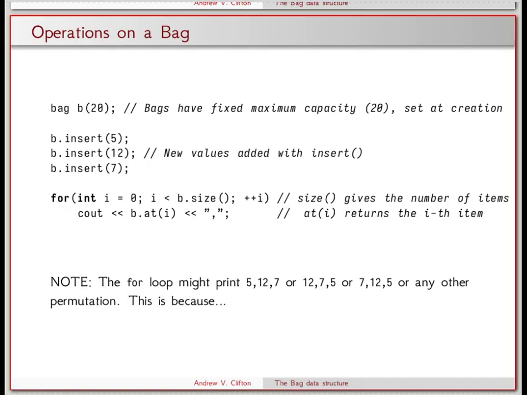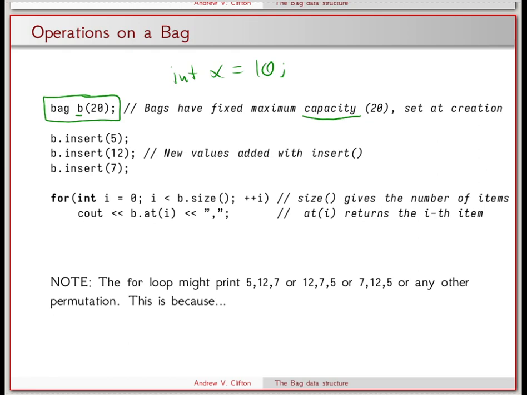So here's an example of what using a bag would look like in C++. Up here, we're going to create our bag. This is a variable declaration. So this is the same as when you write something like int x equals 10. That declares a variable called x and sets its value to 10. Here we're creating a variable named b, and we're passing the value of 20 to its constructor. So for a bag, that number 20 sets the capacity of the bag. That's the maximum number of things that you can ever store in the bag.